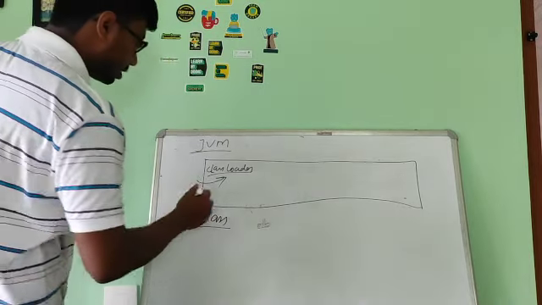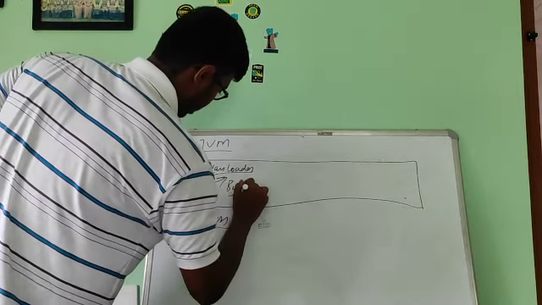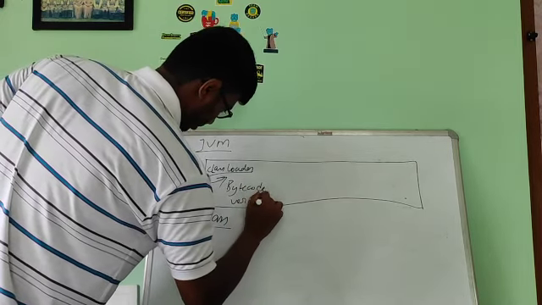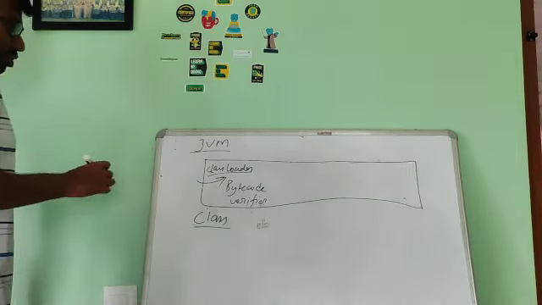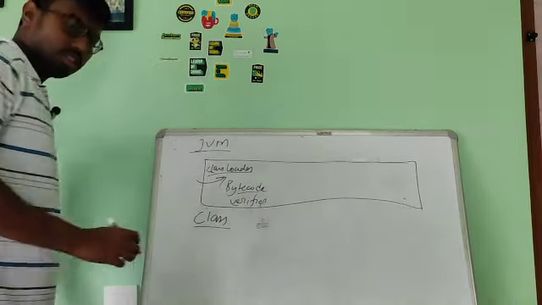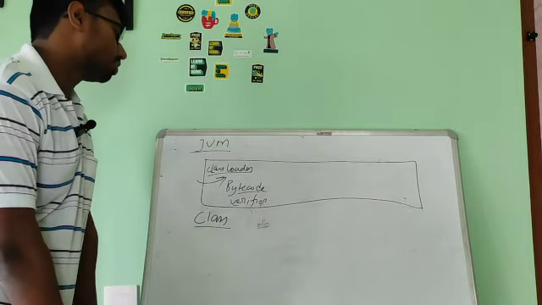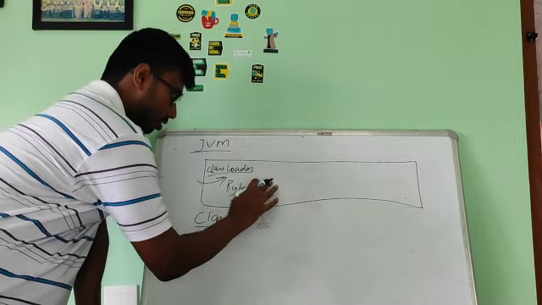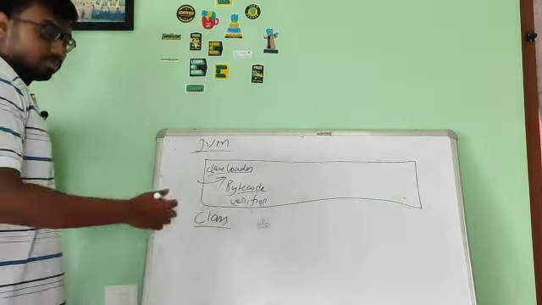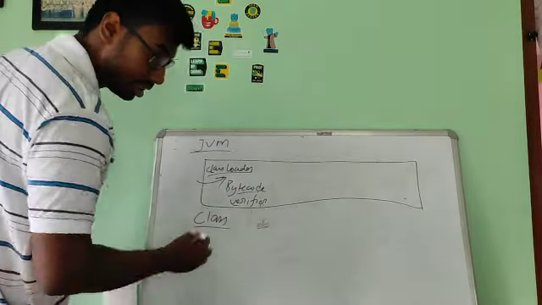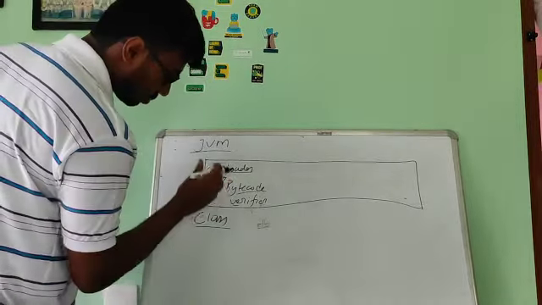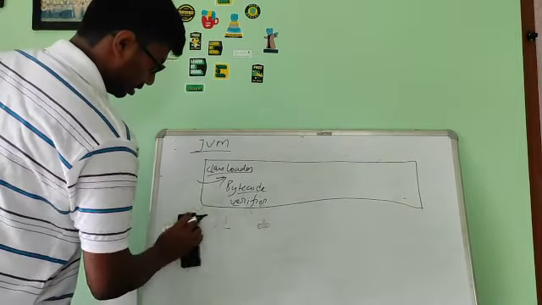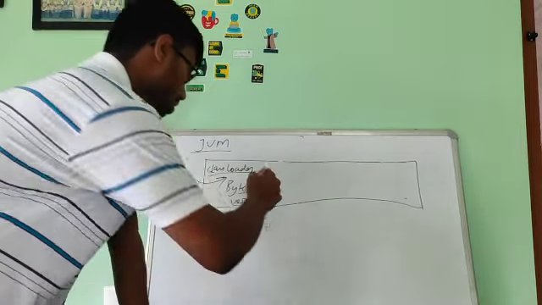Next is bytecode verifier. What is bytecode verifier? Once the bytecode is generated, the bytecode verifier verifies that the bytecode is fine or not. It's like a program. Bytecode verifier is a program which verifies that bytecode is good or not. It is not important. You don't have to understand that much. So this is bytecode verifier.